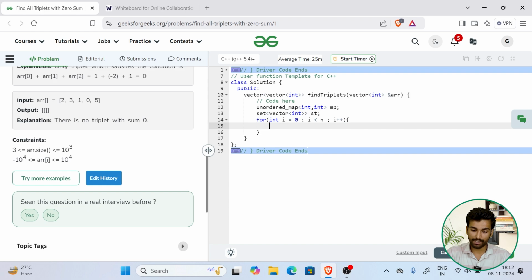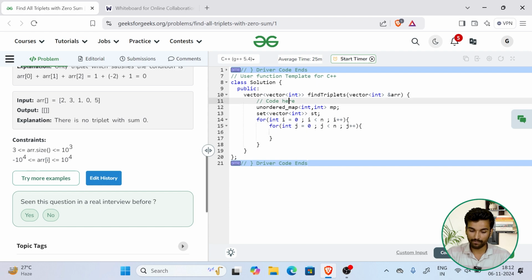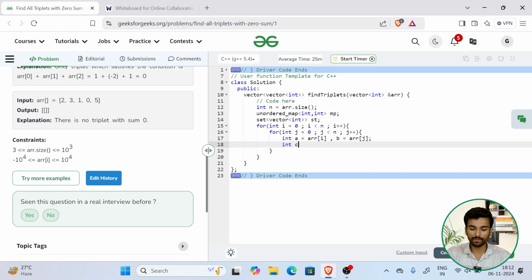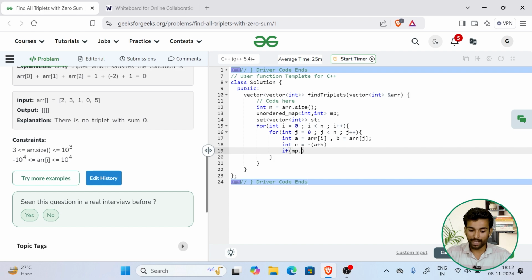Inside this we have to use another for loop for j less than n and j plus plus. First of all we have to define the value of n, so array dot size is the value of n. What is the value of a? a is array of i, and b is array of j. Now what is the value of c? c will be the value of a plus b, and we have to add a minus sign before a plus b. Now if map dot count of c is equal to 1.